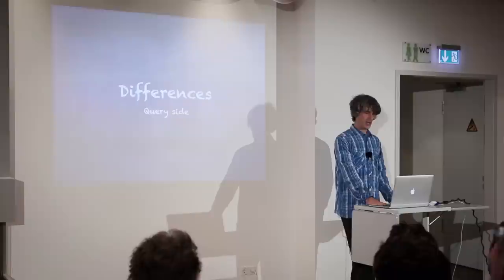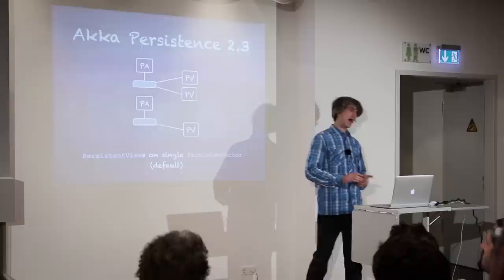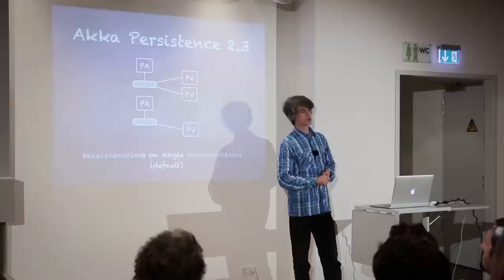Okay, I come now to the differences on the query side. So in Akka Persistence 2.3, it was possible to have one or more persistent views per persistent actor. So there was a rather severe limitation that a persistent view could not aggregate events from multiple persistent actors. And this limitation was addressed in Akka 2.4.